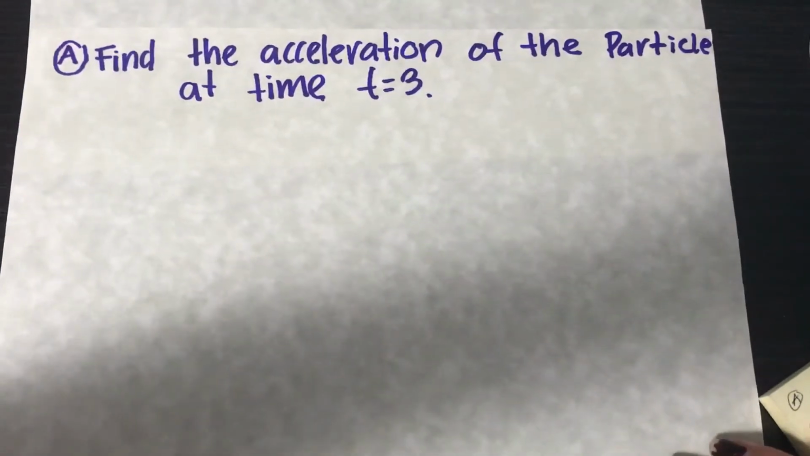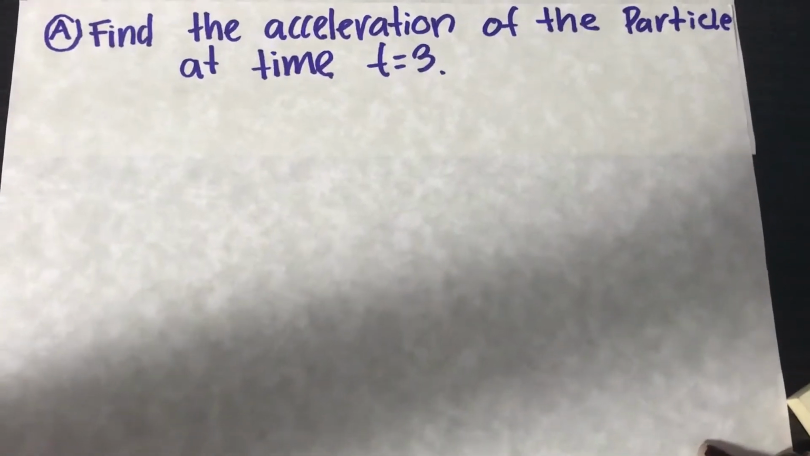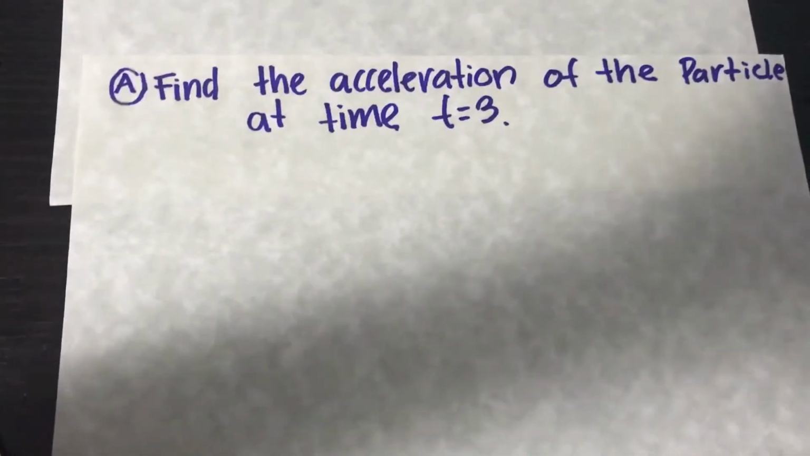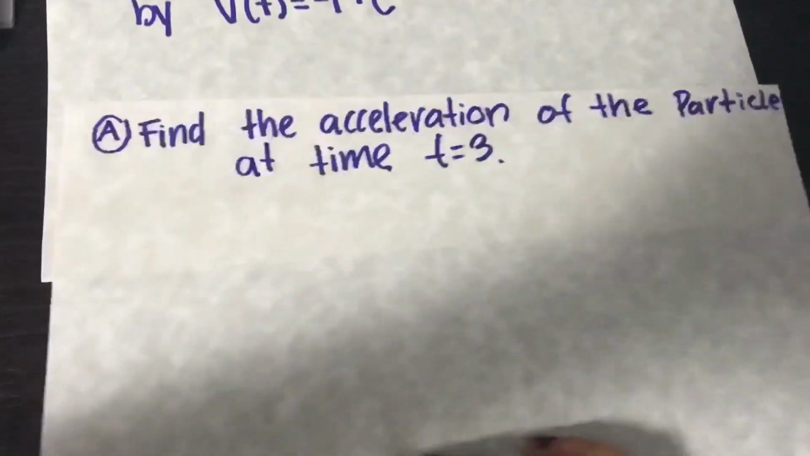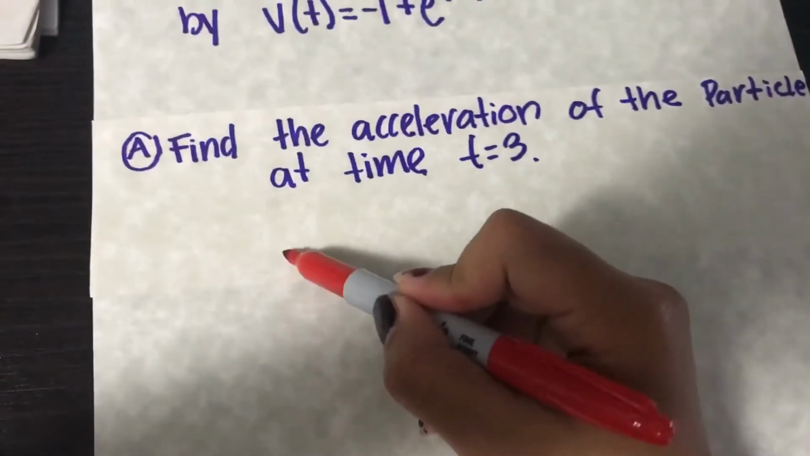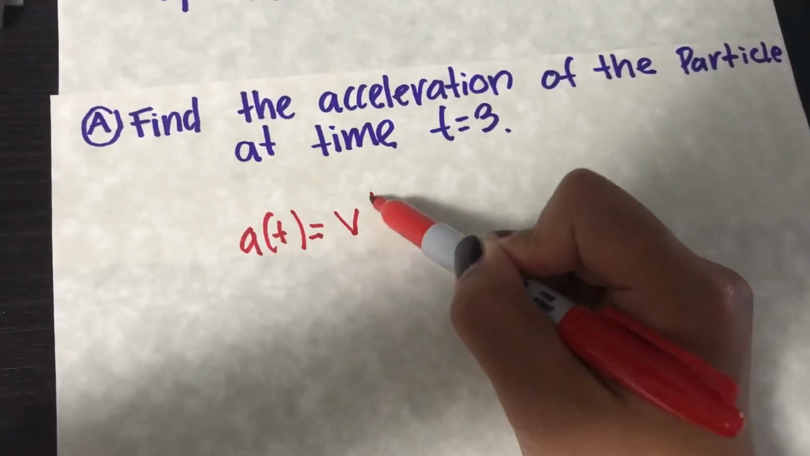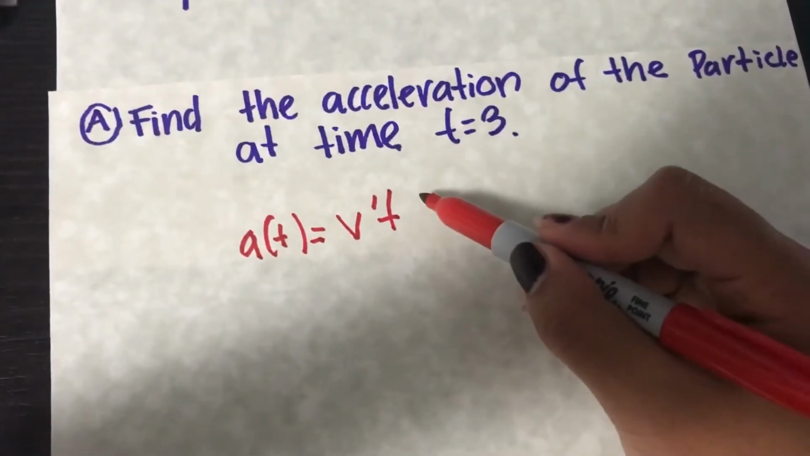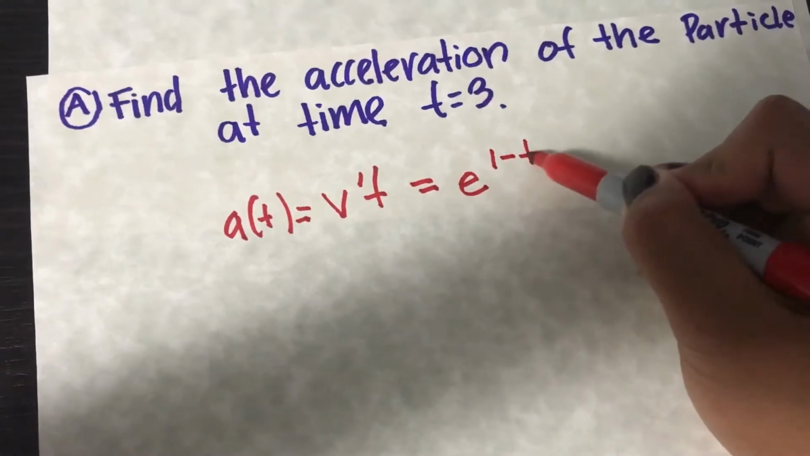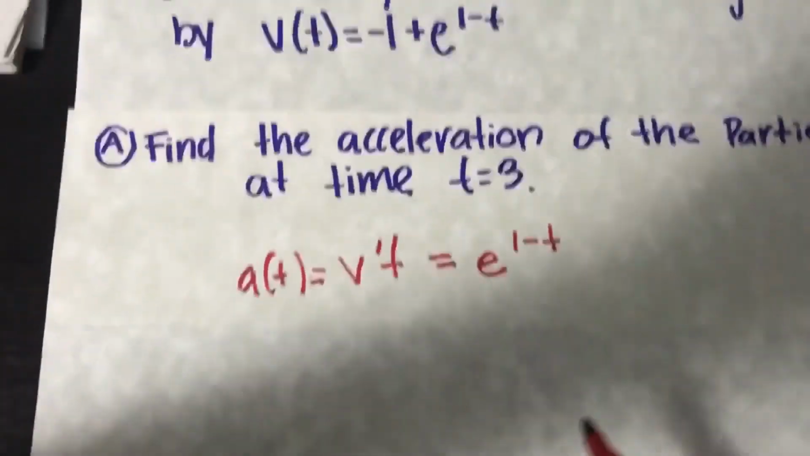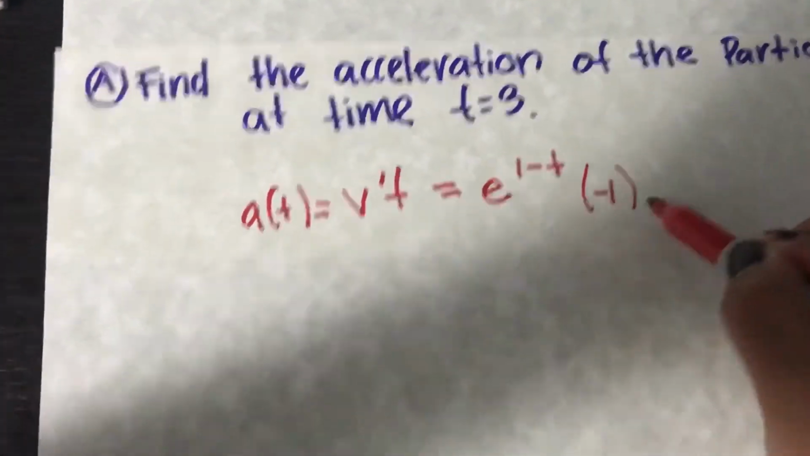Okay, so the first letter, A, tells us to find the acceleration of the particle at time t equals 3. So what you do here is you take the original equation from the problem and find the derivative of that. So you'll have a(t) equals. Alright, so that's the equation right there, the derivative.